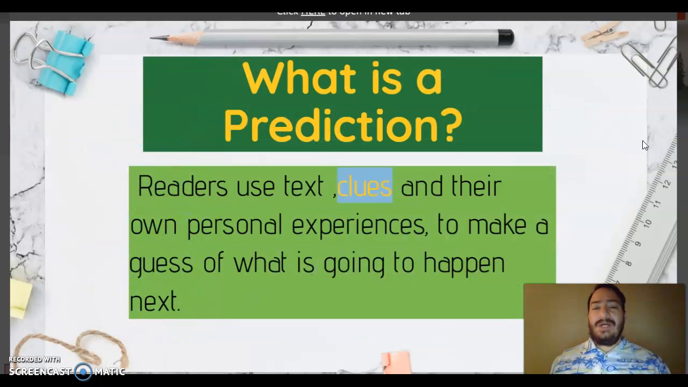To begin with, what is a prediction? Readers use text clues and their own personal experiences to make a guess of what is going to happen next. I want you to please note that I highlighted the word clues in this definition because this is exactly what we are going to be using pictures for. We are going to be using clues in the images that we see to help us determine what we think will happen next.